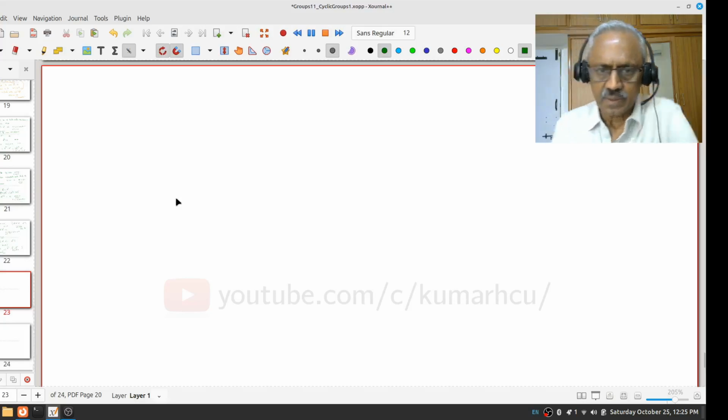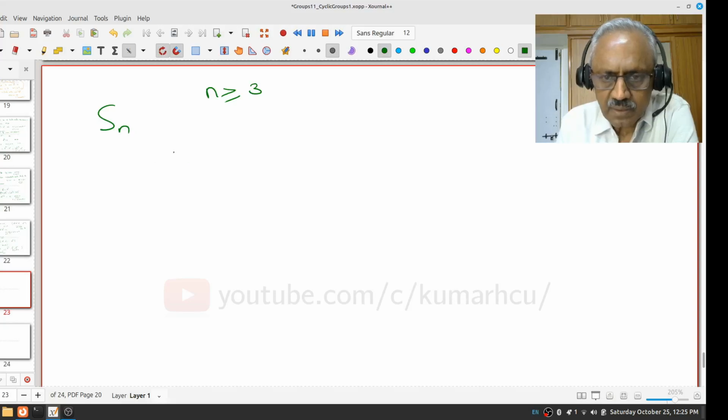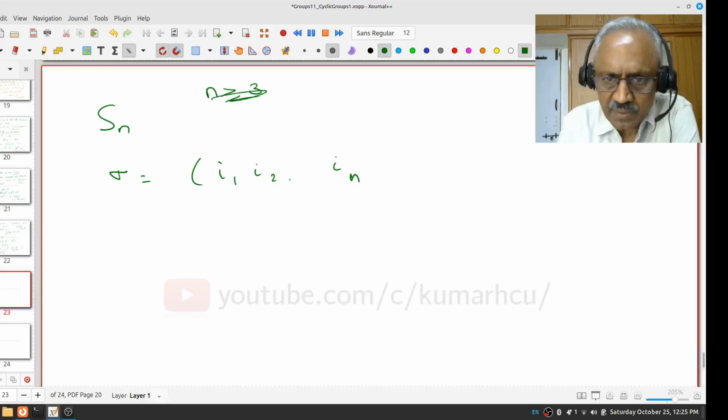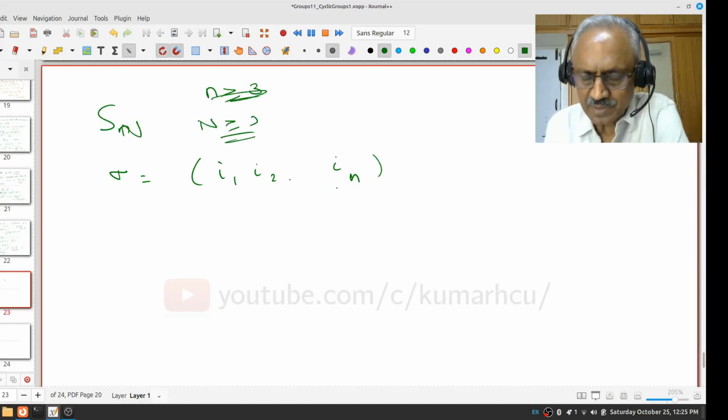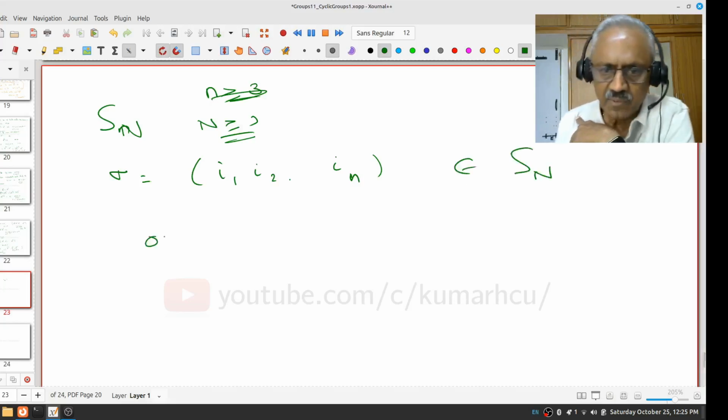Now let's look at Sn. Let's assume n is greater than or equal to 3, right? And look at a cycle (i1 i2 ... in). So let me assume this is for some n greater than or equal to 3, capital N. Now this sigma is an element of capital N, and I want to know what is its order.